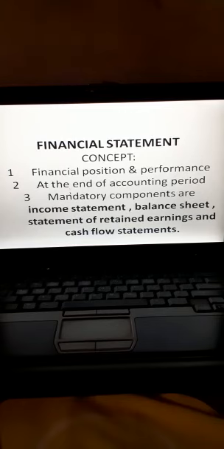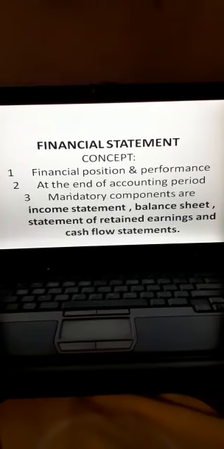There are four components or four parts of a financial statement, or you can say four things which clear the financial health of the organization. These are the income statement, balance sheet, statement of retained earnings and cash flow statement. In today's video, I would like to give you a comprehensive concept about the income statement.